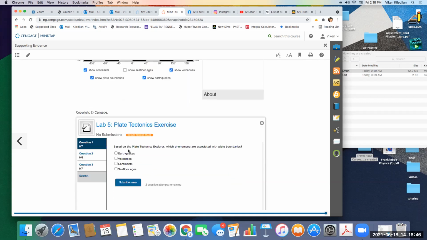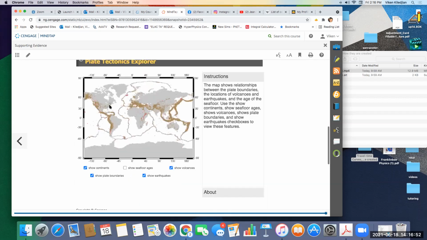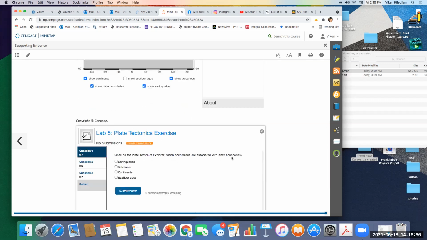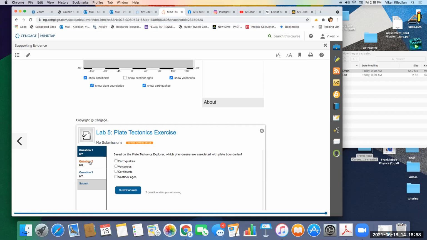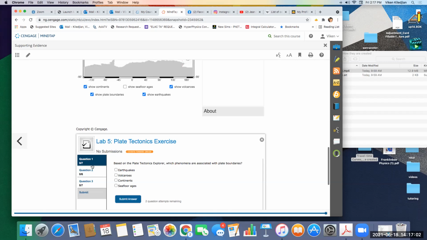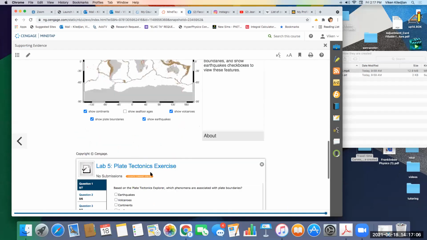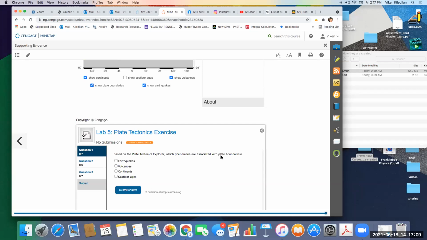So again, this one, based on the Plate Tectonics Explorer, which is this one, which phenomena are associated with plate boundaries. So you can then take a picture here to support your answer. Which phenomena are associated with plate boundaries?